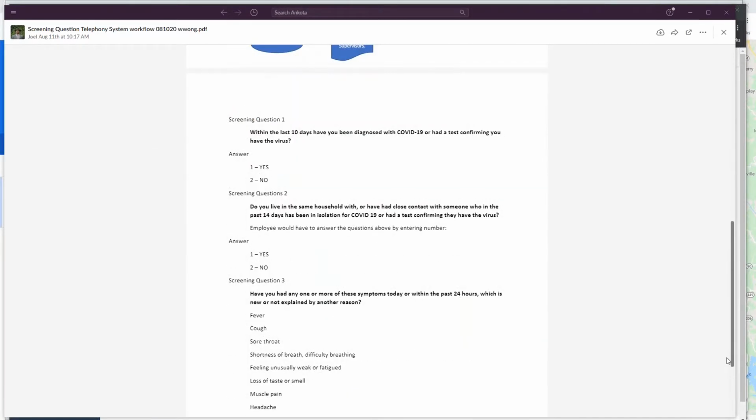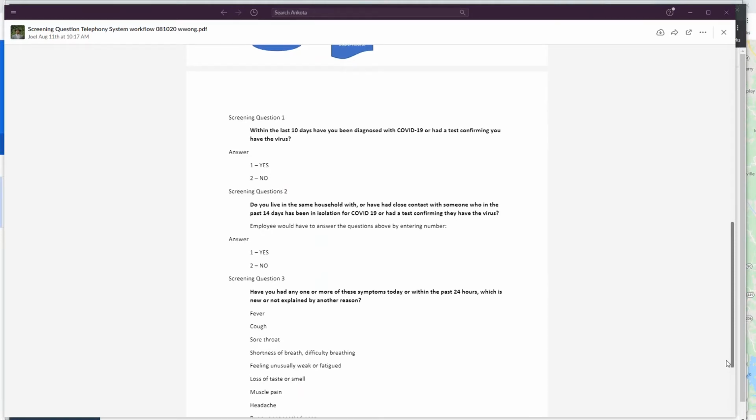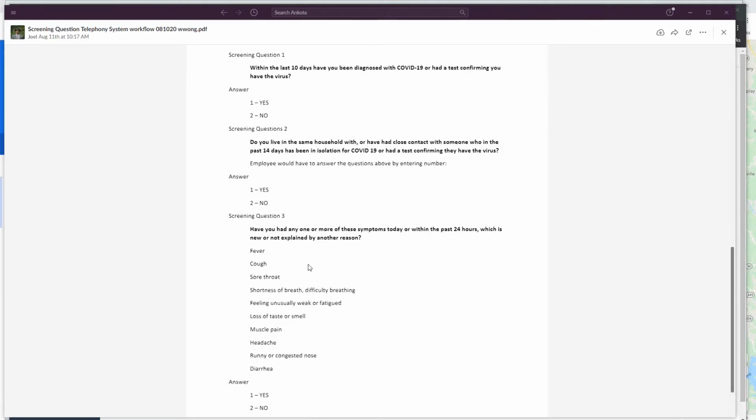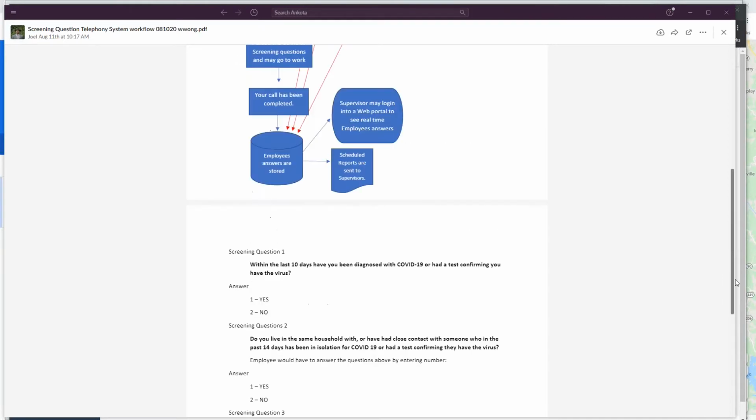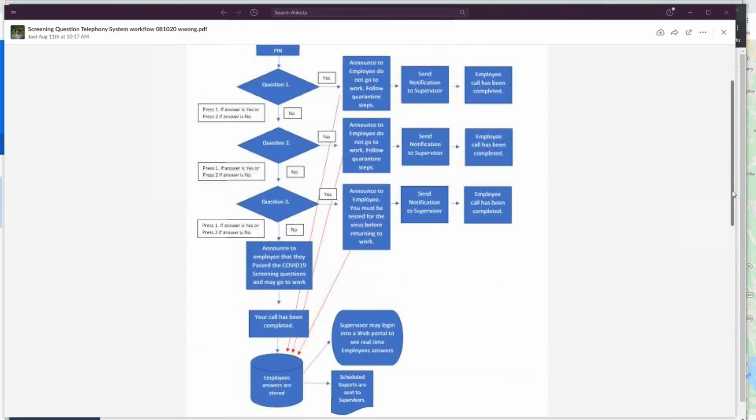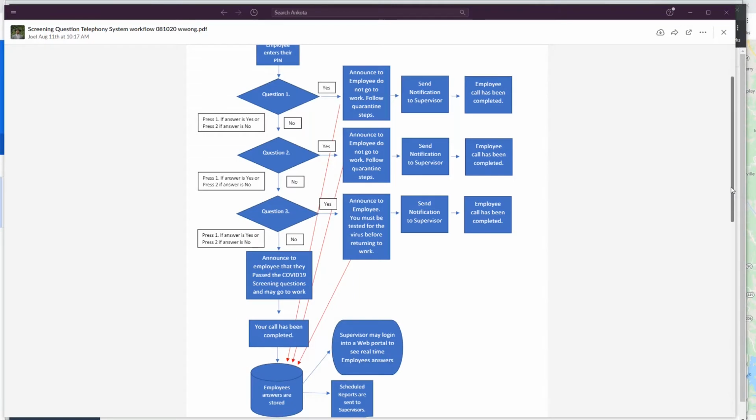And these are the questions that you'll see. Within the last 10 days, have you been diagnosed or had a test? Do you live in the same household with somebody who's been diagnosed or is at risk? And then there's a long question about, in the last 24 hours, do you have any of these conditions that are not explained by a pre-existing condition?